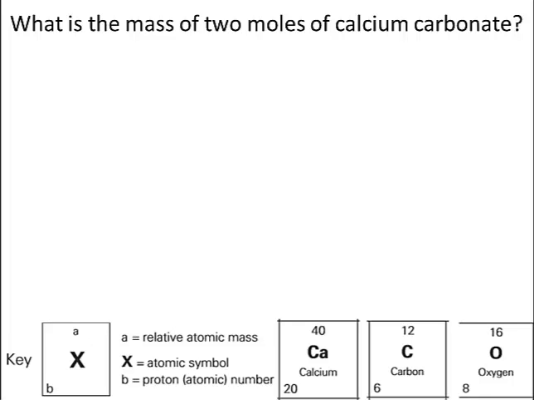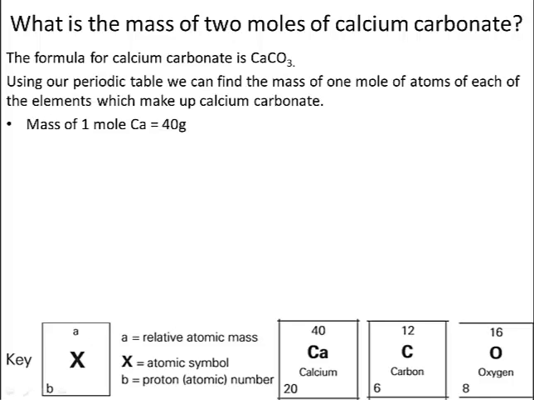If you know the formula for calcium carbonate, well done. If not, in many questions the formula will actually be given to you. So the formula for calcium carbonate is CaCO3. This means that 1 mole of calcium carbonate will consist of 1 mole of calcium, 1 mole of carbon and 3 moles of oxygen. 1 mole of calcium will have a mass of 40 grams, 1 mole of carbon will have a mass of 12 grams, and 1 mole of oxygen will have a mass of 16 grams.